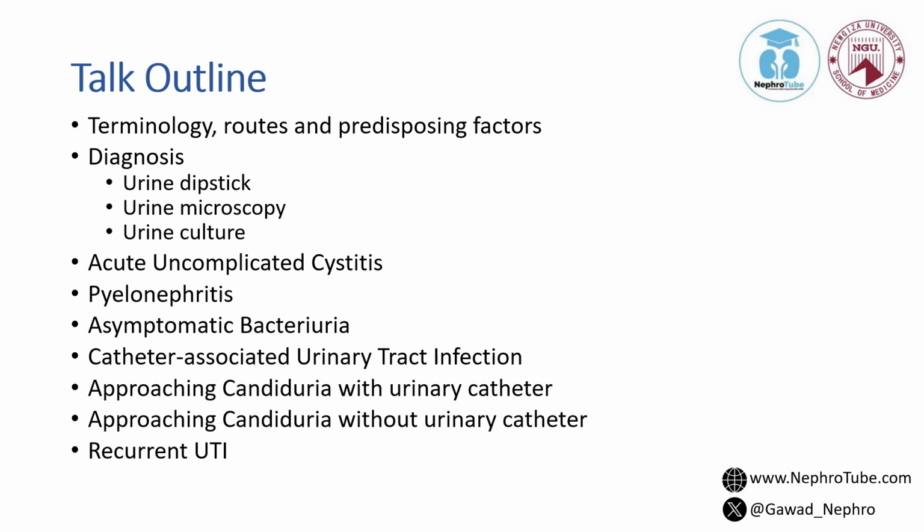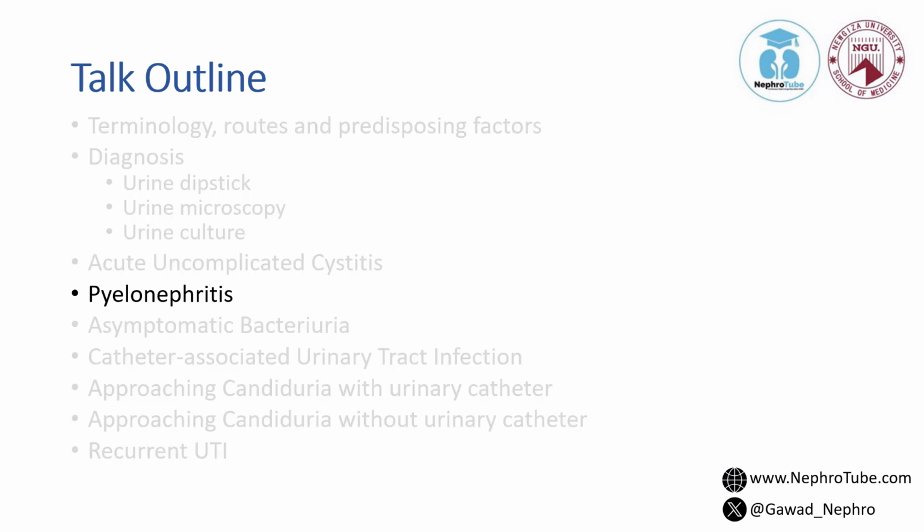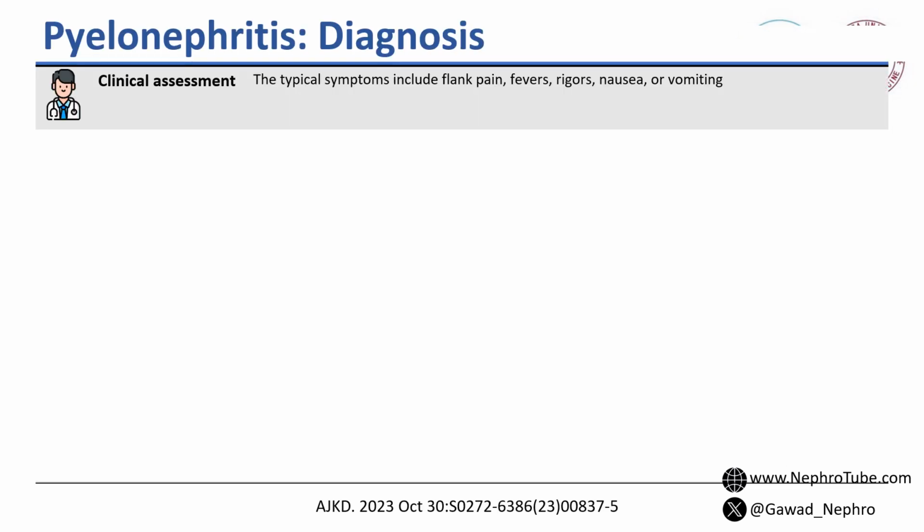Regarding the second category of urinary tract infection, which is pyelonephritis, what about the diagnosis? Clinically, with the typical symptoms of pyelonephritis, you will find the lower urinary tract symptoms as in acute uncomplicated cystitis: dysuria, urine frequency, urgency. But the diagnostic clue here is the presence of systemic symptoms and flank pain. You'll find flank pain, fever, rigors, nausea, and vomiting, because the infection is more systemic and reaches the blood.